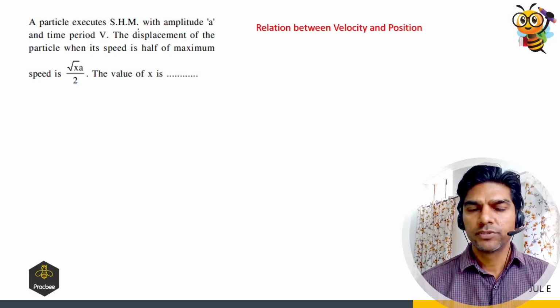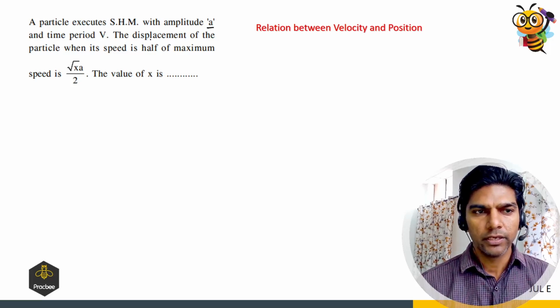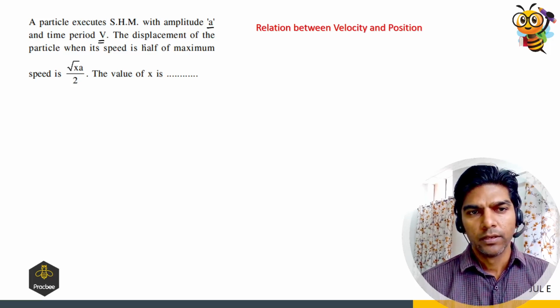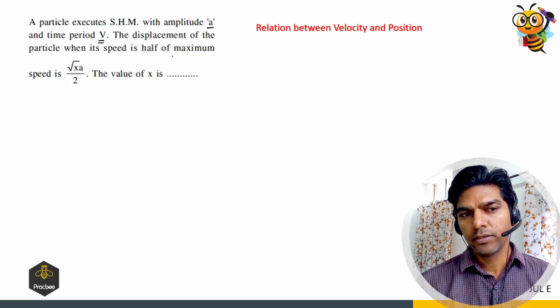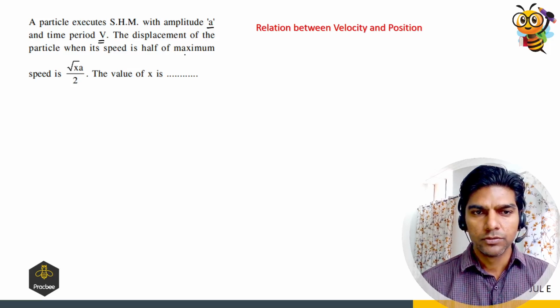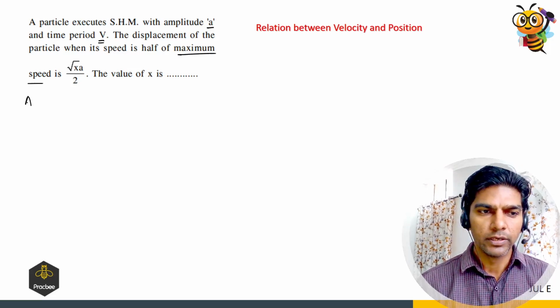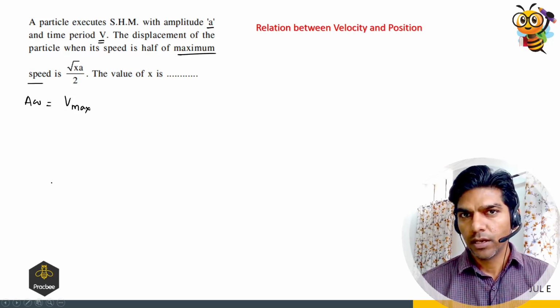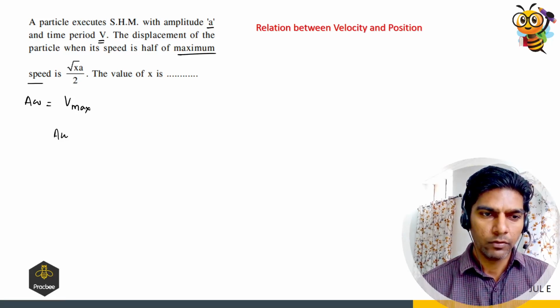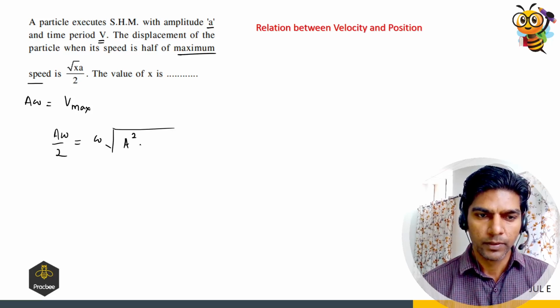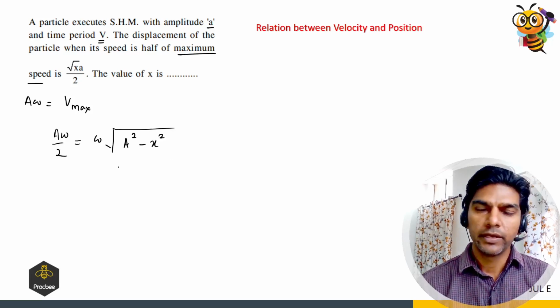A particle executes simple harmonic motion with an amplitude a and the time period is T. Find the displacement of the particle when its speed is half of the maximum speed. So what is the maximum speed? It is a omega. That is v max. And we have been given that the speed is half of the maximum speed. So we can say a omega by 2 will be equal to omega times root of a^2 - x^2, where a is the amplitude.